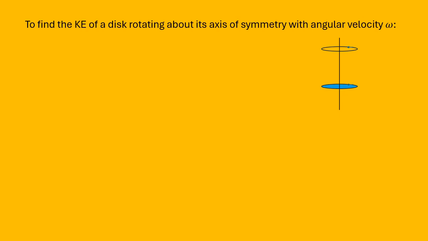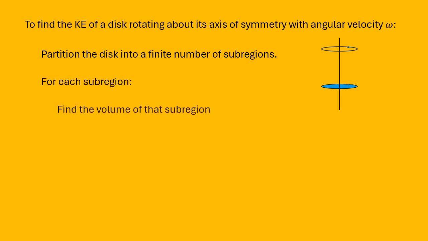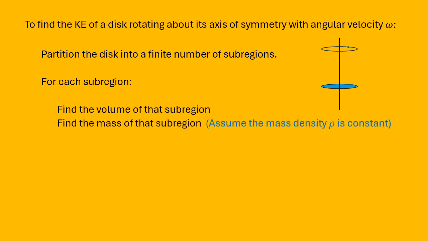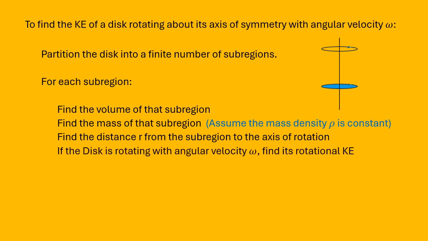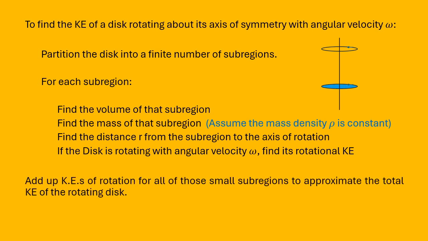So, in our circular disk problem, how will we proceed? To find the kinetic energy of rotation of a disk rotating about its axis of symmetry with angular velocity omega, we will partition that disk into a finite number of subregions. We'll break it up into little pieces, and then for each subregion, we will find the volume of that subregion, and since we know the mass density, we can find the mass of that subregion. Remember, we're assuming that the mass density rho is constant. Find the distance r from that subregion to the axis of rotation, and then if the disk is rotating with an angular velocity omega, find the rotational kinetic energy of just that little piece. Add up the kinetic energies of rotation for all those small pieces, those small subregions, to approximate the total kinetic energy of the rotating disk.